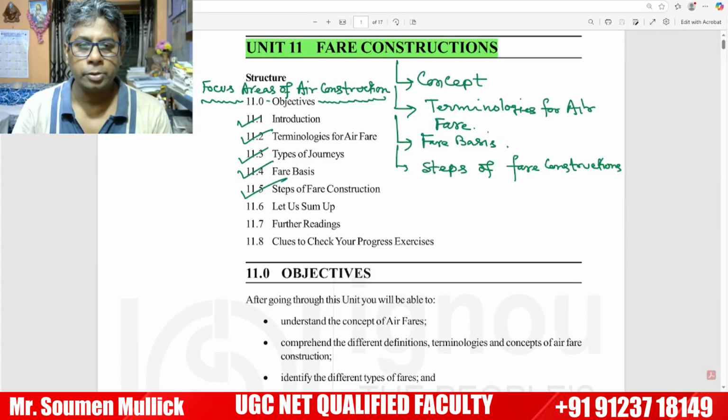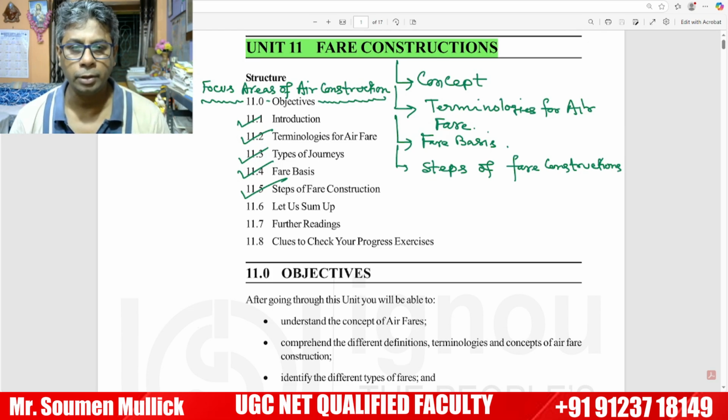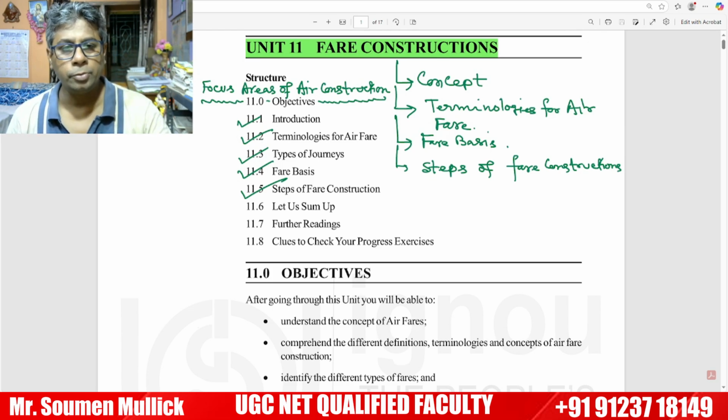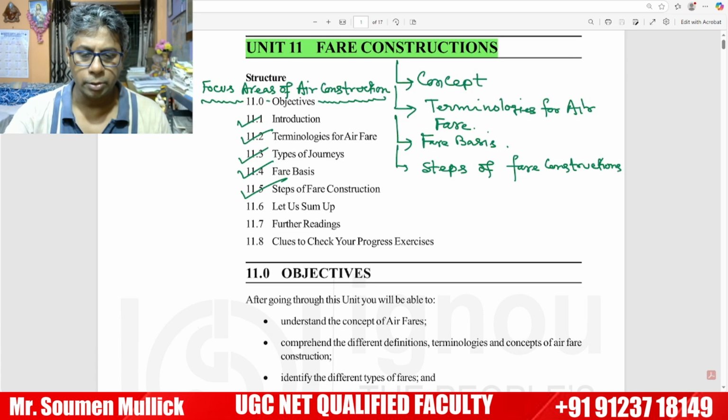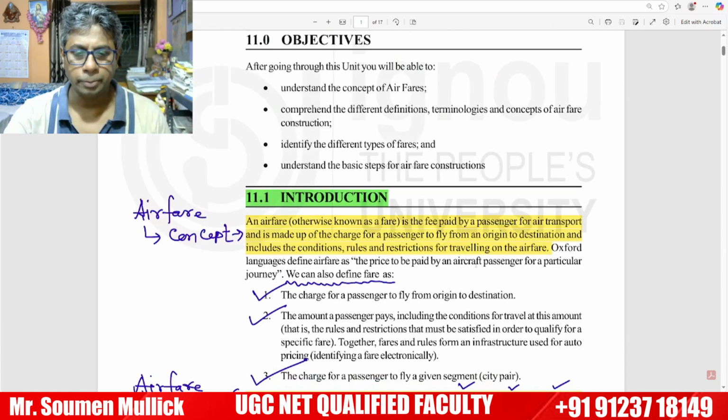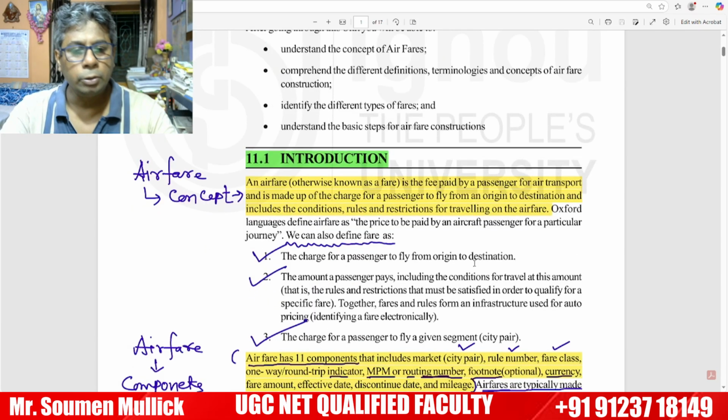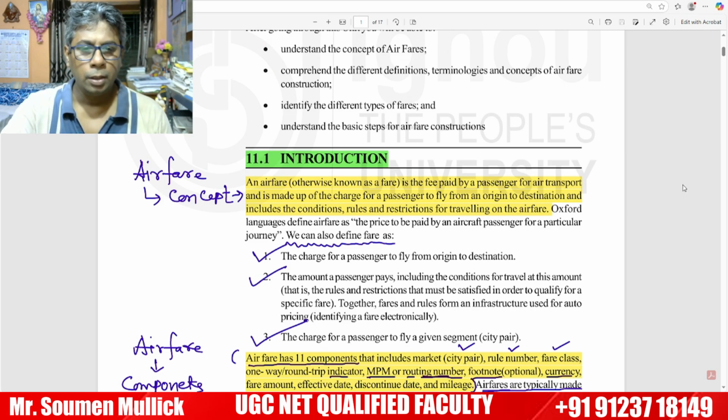Under this fare construction section, we are going to understand the introduction, meaning the conception of fare, terminologies of airfare, types of journey, fare basis, and steps of fare construction. In my next video, I will discuss the types of journey in detail. Today, we are going to analyze in detail the concept of fare. So, what do we mean by the concept of fare? The airfare.